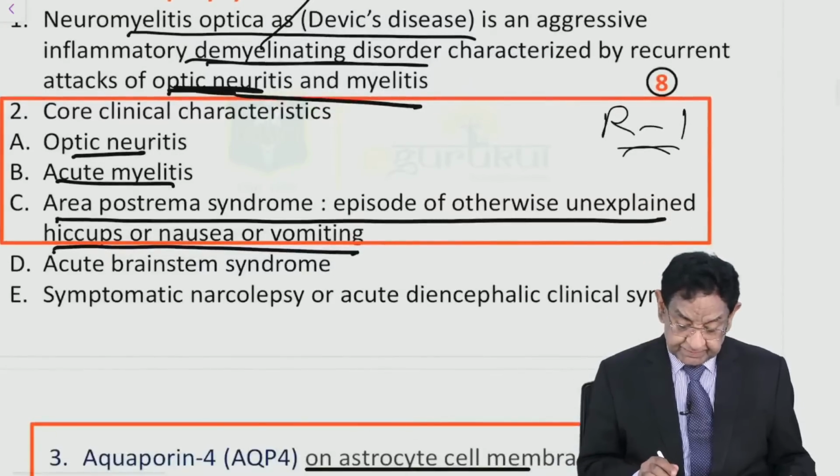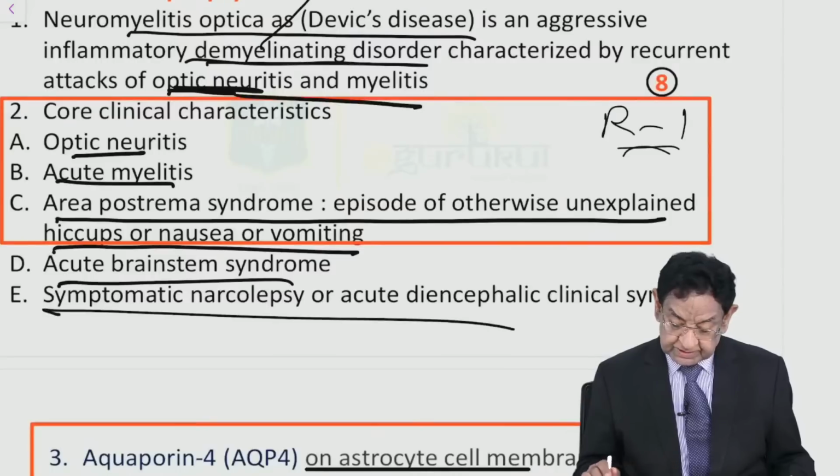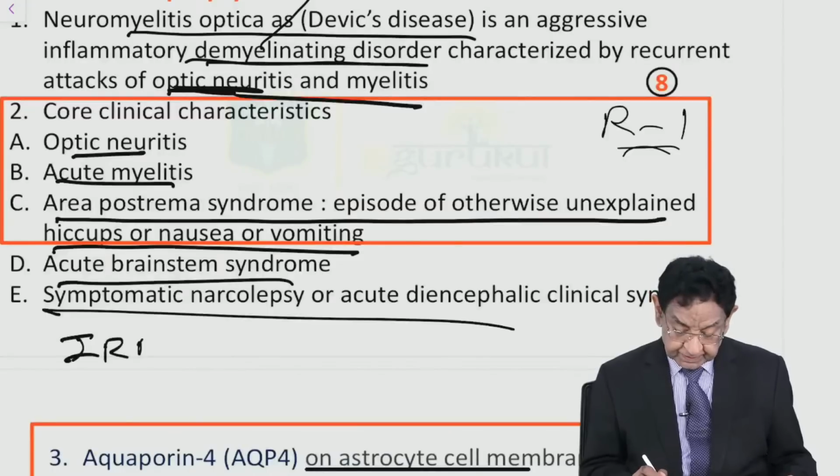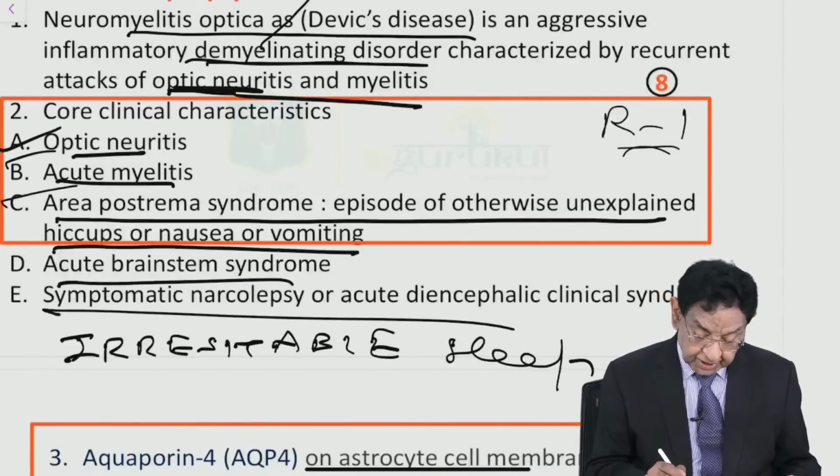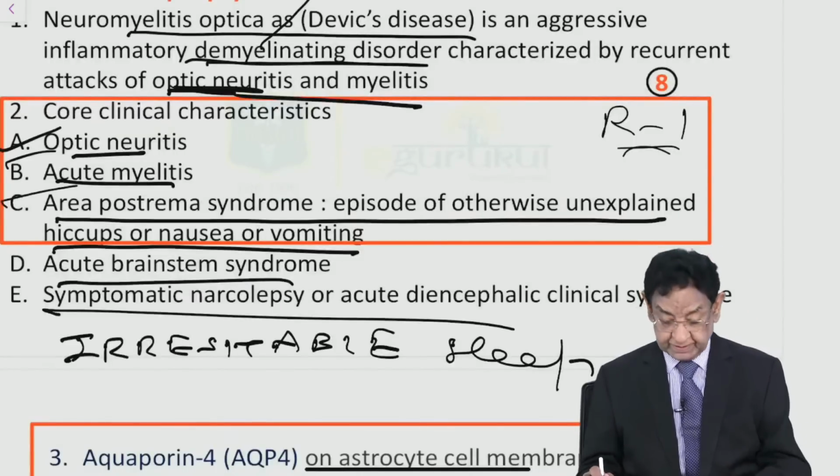There can sometimes be acute brain stem syndrome or symptomatic narcolepsy. Narcolepsy is irresistible sleep. But from the exam point of view, these three are the most important.